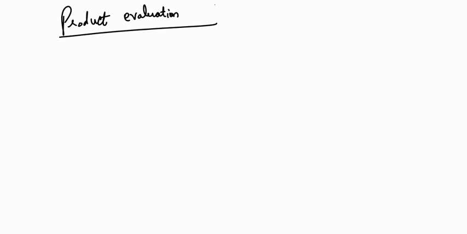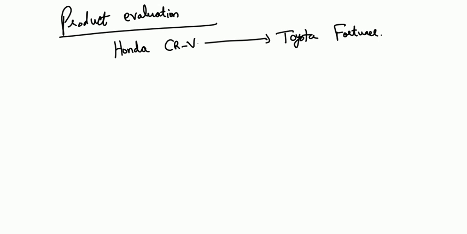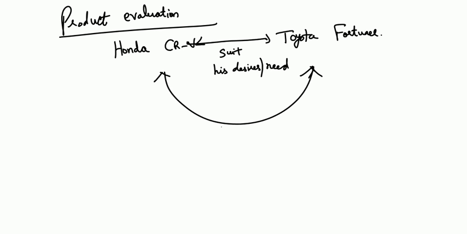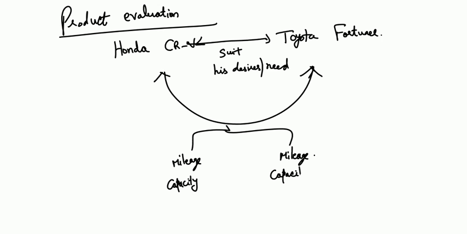What he does here is he takes two different options, Honda CR-V and Toyota Fortuner. He sees which product will suit his desires or his necessity or need. These two products are evaluated on different factors like mileage, capacity, and cost for the consumer or the price, in which case he sees the value, and the service, etc. Here he evaluates the product based on these factors and comes out with a conclusion about which product to buy.